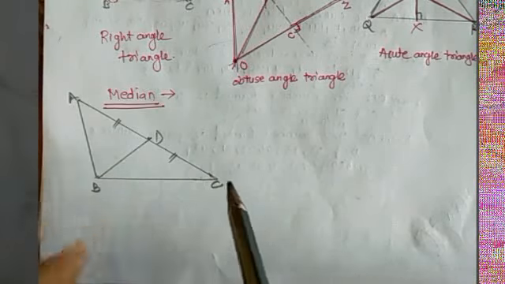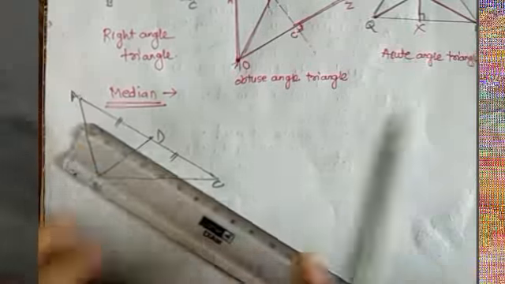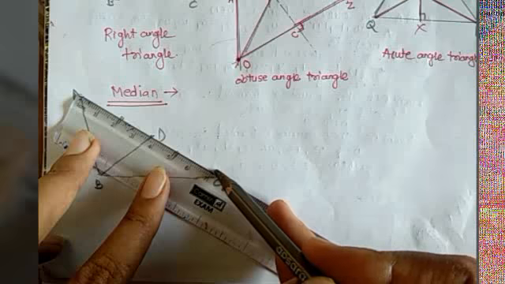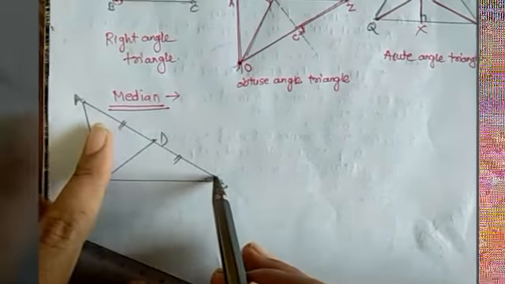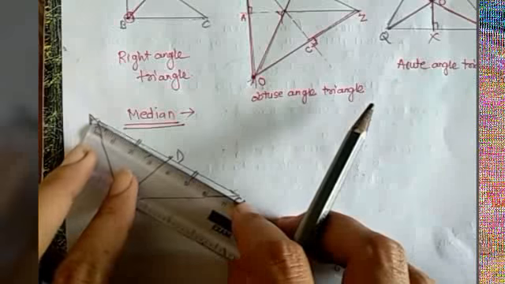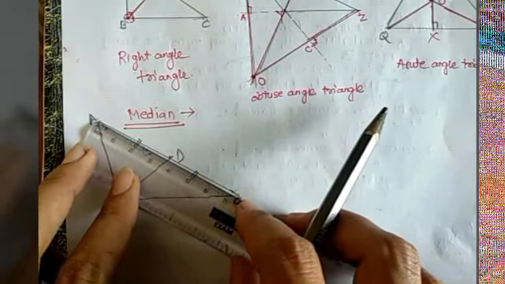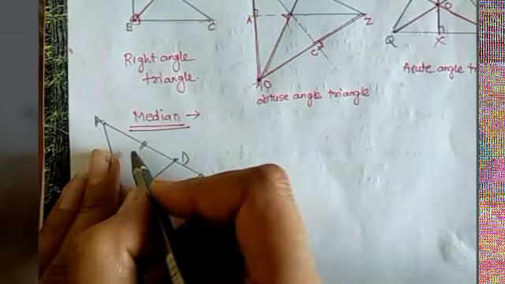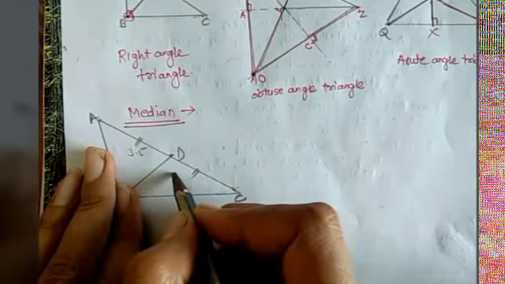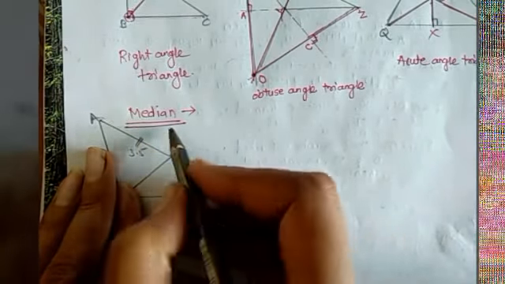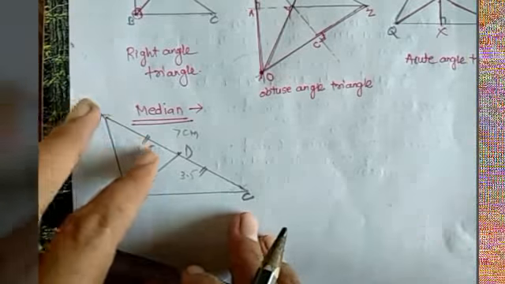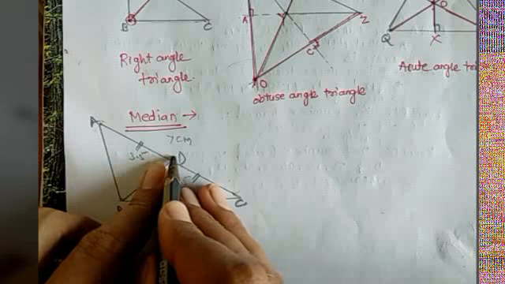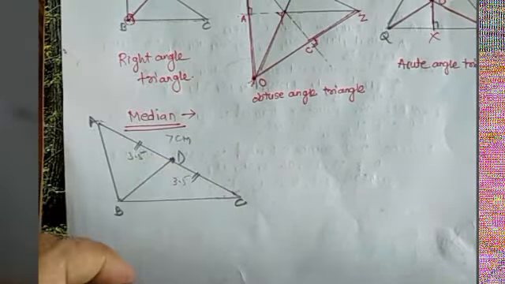Here AC, first measure the AC. This is 7 centimeter. If AC is 7 centimeter, then find out the AD. AD is 3.5 centimeter. This AD is 3.5, DC is 3.5 and AC is total 7 centimeter. It means this AD and DC is the half of AC. It means the point D is the midpoint of AC.